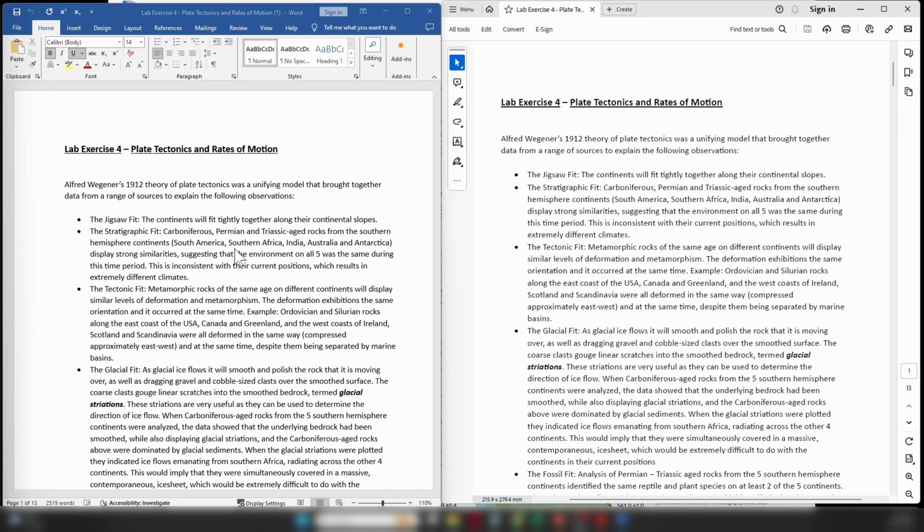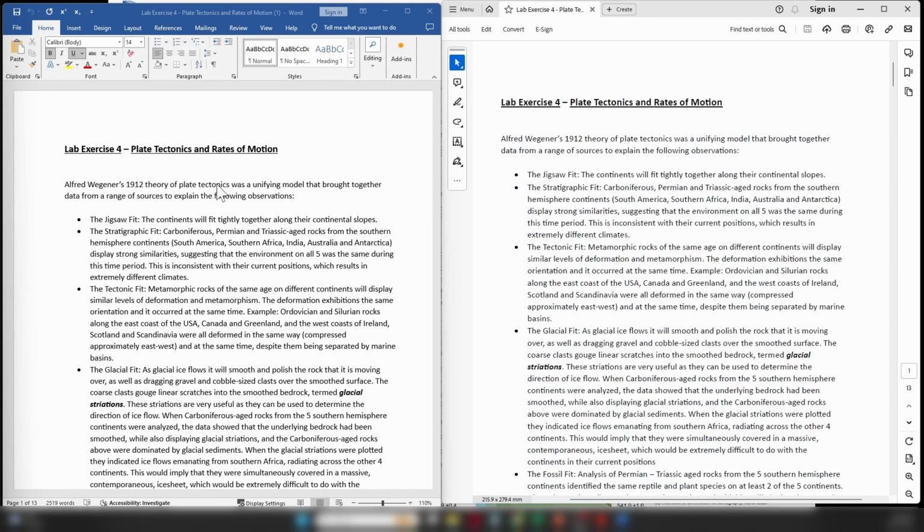So over here on the left we have the Word document version of the lab exercise, and over here on the right we have the PDF version. The PDF version is open in Adobe Acrobat, a program that you can download from Adobe for free off the internet.